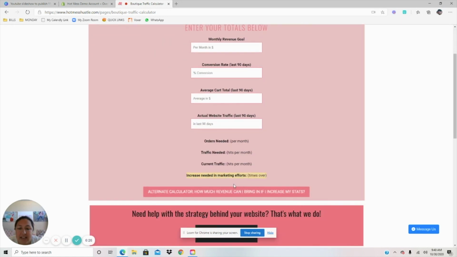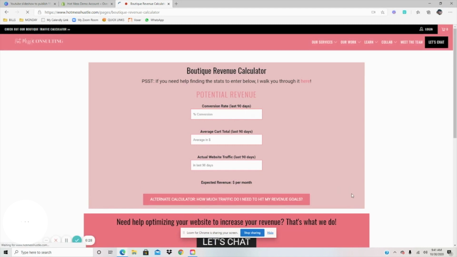So then I like the alternate calculator, I think, almost even more. So this one, you're going to plug in your current conversion rate and average cart total and traffic, and it's just going to give you your expected revenue per month. Now, if you start with your current data, this expected revenue per month should not be surprising. This should be your average monthly revenue.